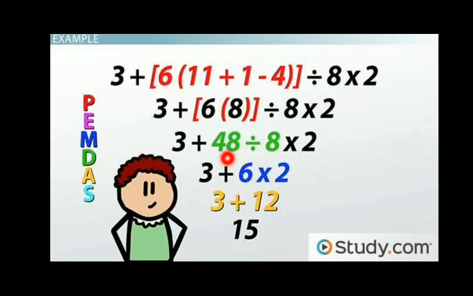In the next step, we have to do division first. So 48 divided by 8 gives you 6. Then multiply the 6 with 2, which gives you 12, and then add 3 to it, which is equal to 15. This is how we solve the sum using BODMAS rule.